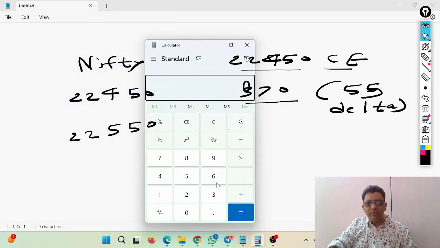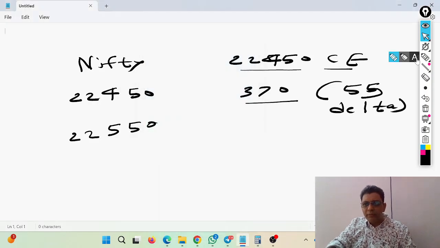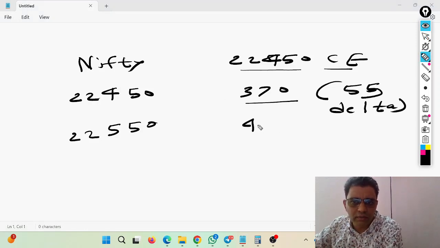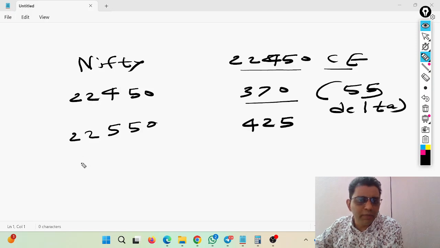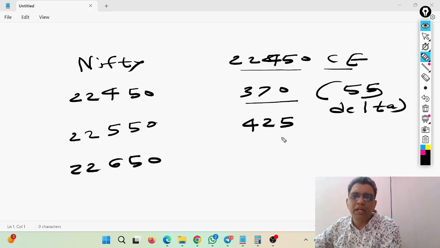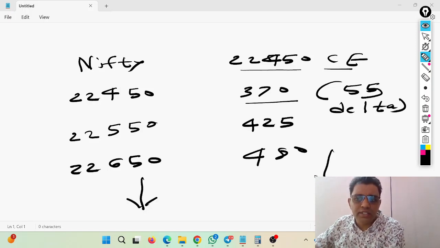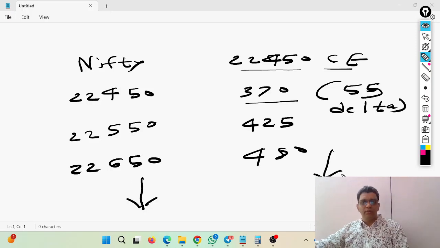I will open the calculator over here. 370 plus 55, which is equal to 425. At that time, it will become 425. I will write it down over here. When Nifty becomes 22,650, again we need to add 55 to this, so it will become 480, and so on. This is a simple and general calculation of the call.